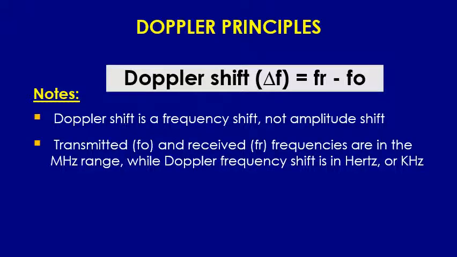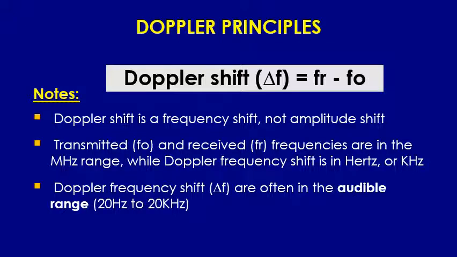The second thing that we need to mention here is that the transmitted and the received frequencies are in the megahertz range, while the frequency shift is in the range of hertz or kilohertz. So transmitted waves and received waves are all in the megahertz, while the Doppler shift is in the range of hertz or kilohertz. This brings us to the third point, that the Doppler frequency shift is in the audible range. What is the audible range? It is 20 hertz to 20 kilohertz.